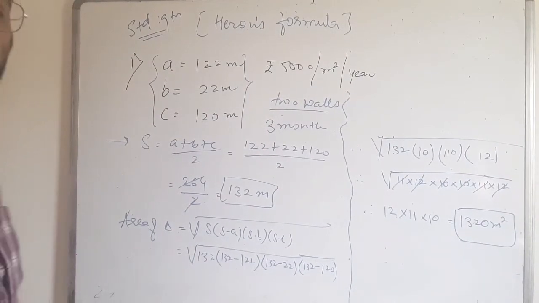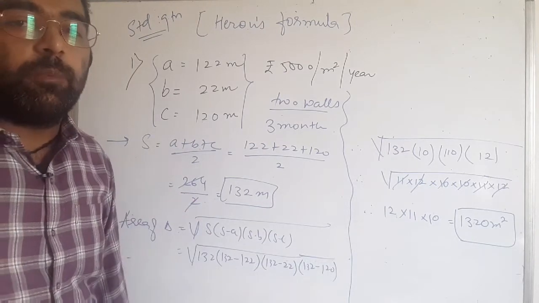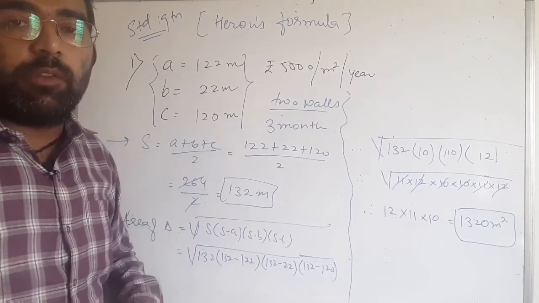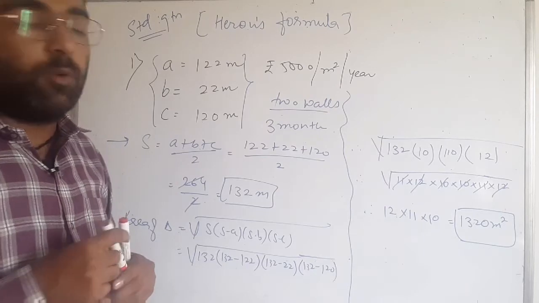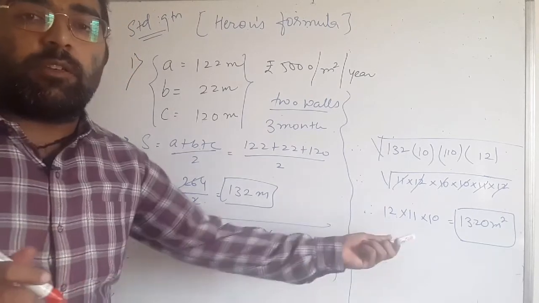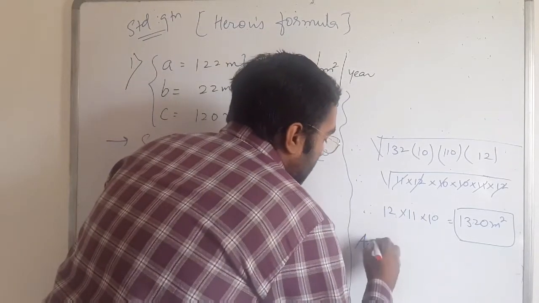Now we have to move on. This is the area of the one triangle, that is, the area of one wall. Now we have to find the area of the two walls, because they require two walls. So for two walls, we have to multiply this area of 1320 by 2.